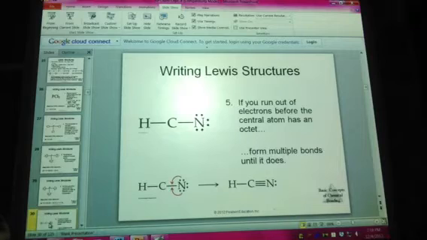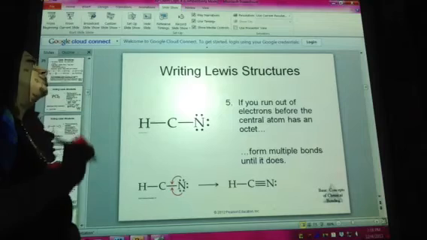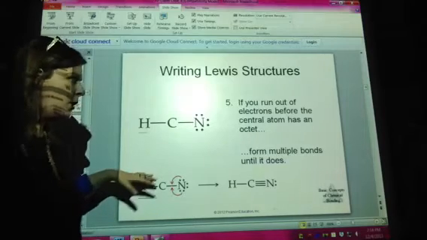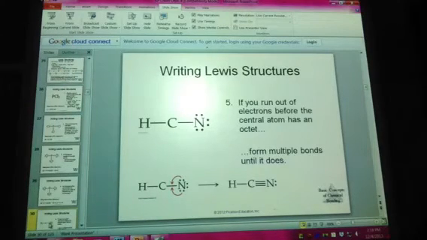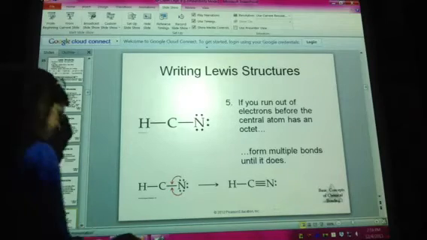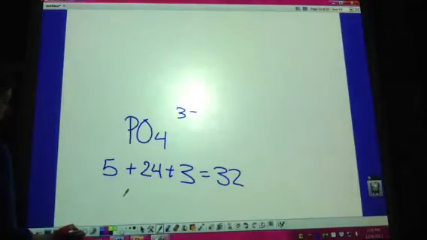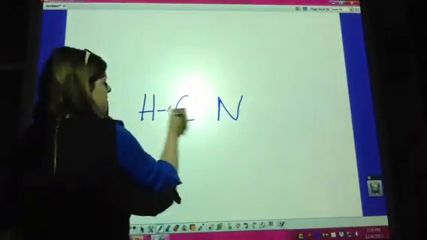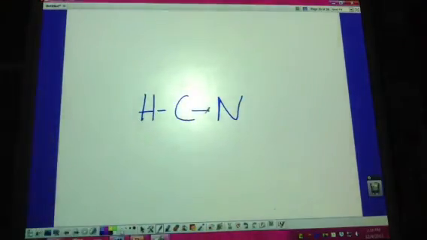If I run out of electrons, so let's say that I'm drawing my Lewis structure and I'm like, oh no, I don't have any more valence electrons, but I still need some. If I run out before that central atom has its octet, that's when we're going to start forming multiple bonds. So we have HCN in this case. And let's look at that one. So in this case, HCN, carbon would be my central atom here.